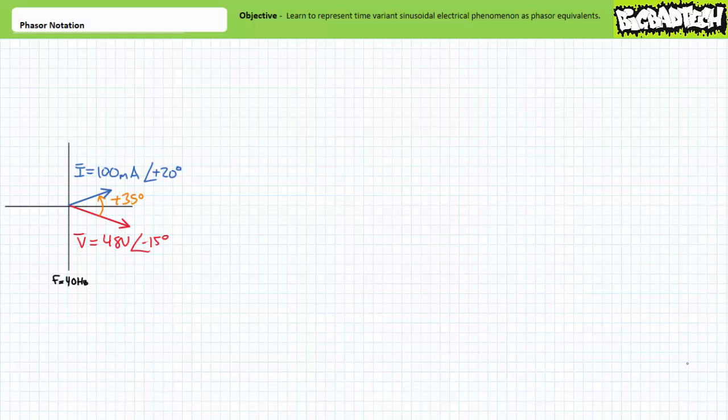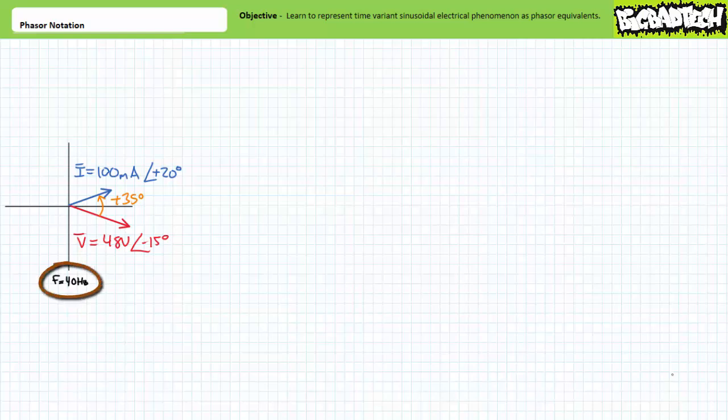All you have to do is look at the phasor diagram and this relationship is immediately evident. There is a relative phase shift of 35 degrees, where current leads voltage by 35 degrees. I'll come back to this point in a moment. Let's transition these phasor representations to the time domain.